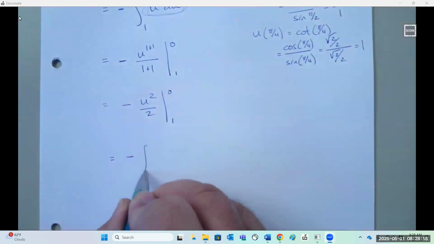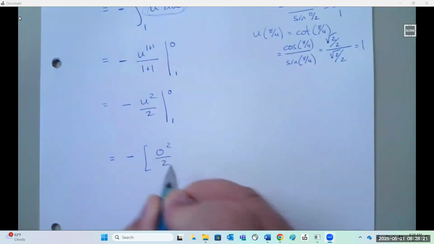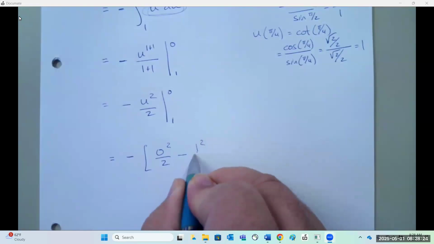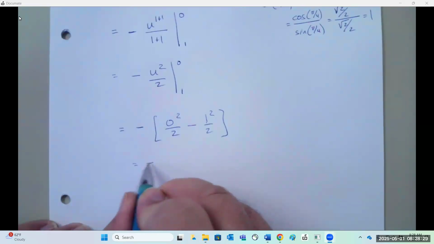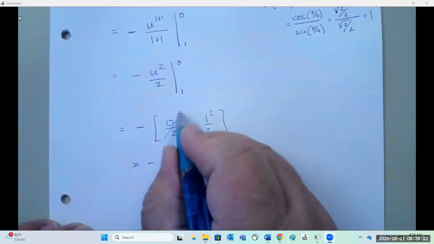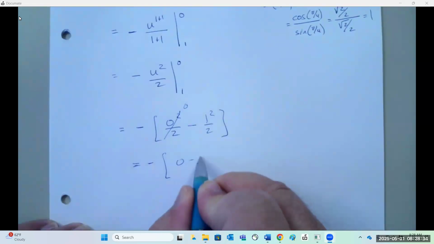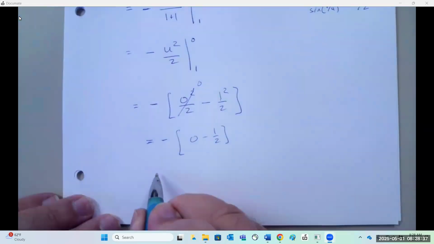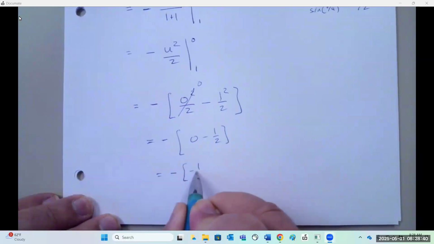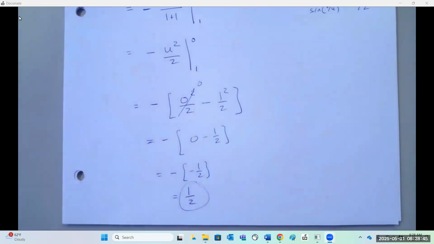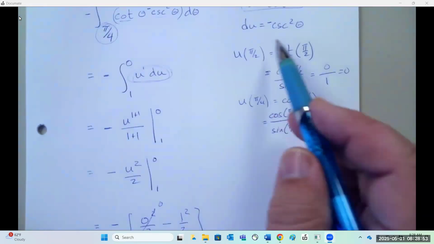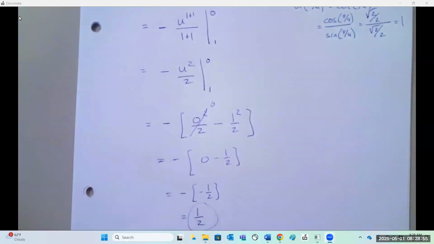So the negative out in front, we have 0 squared over 2 minus 1 squared over 2, equals negative 0 minus 1/2. So we got negative of a negative 1/2, which equals 1/2. There's your area. Note that in this method, we're not going back to cotangent. Once we make the substitution, we stay that way.